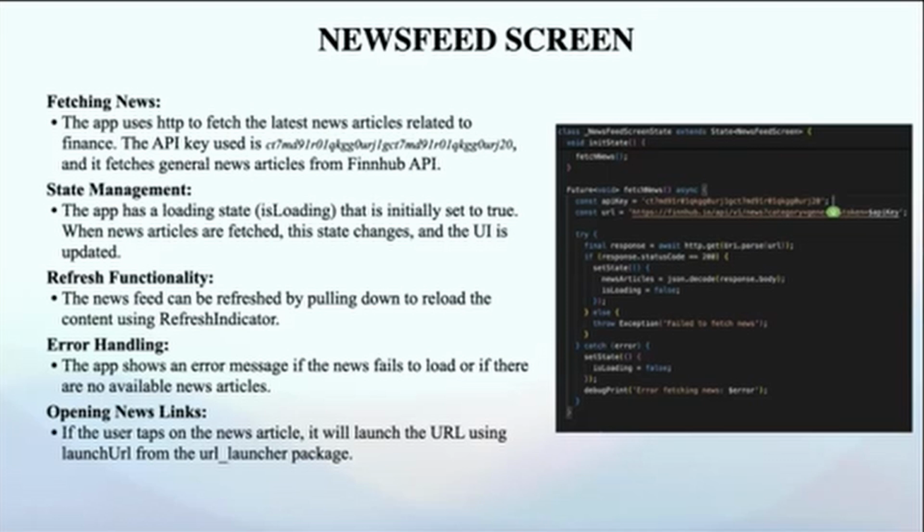For state management, the app uses a loading state called loading, which is initially set to true. When the news articles are fetched, the state updates and the UI reflects that change. There's also refresh functionality, so users can pull to refresh the news feed. For error handling, the app displays an error if the news fails to load or if there's no available news to show.